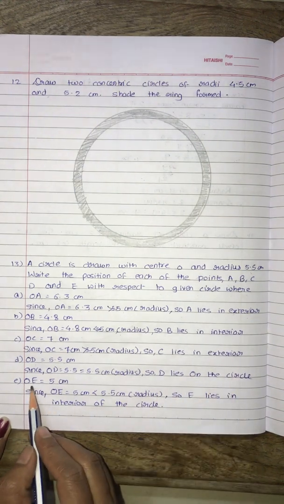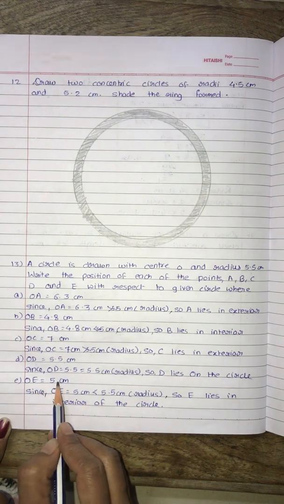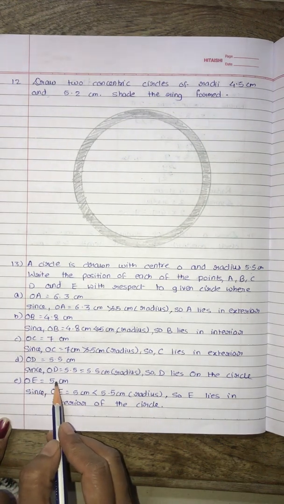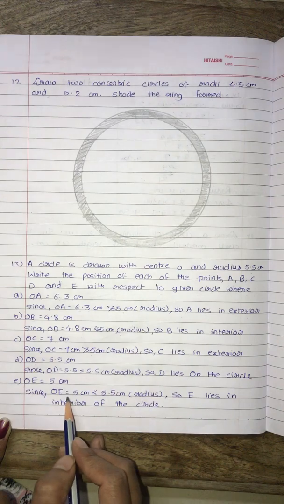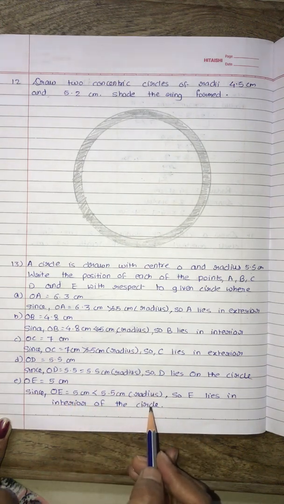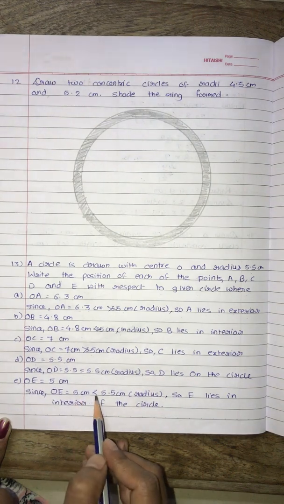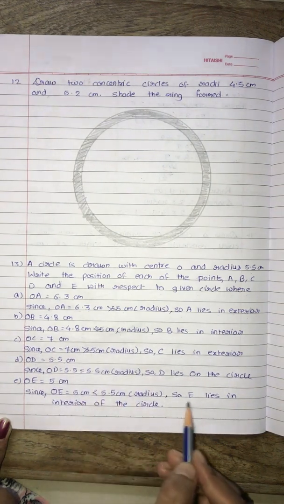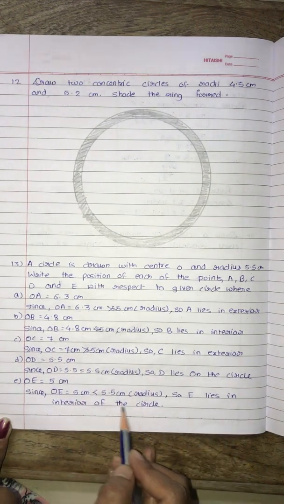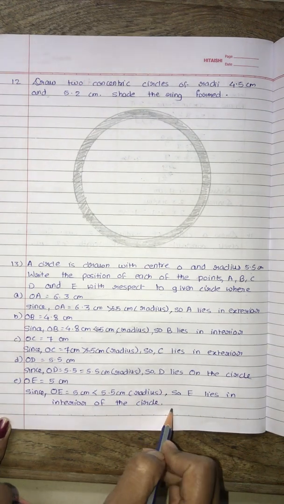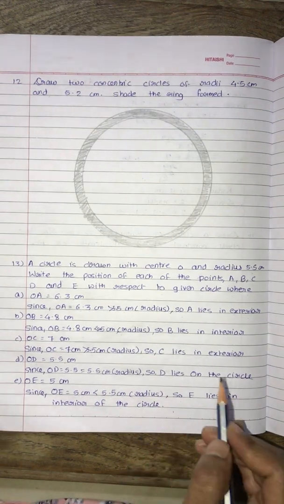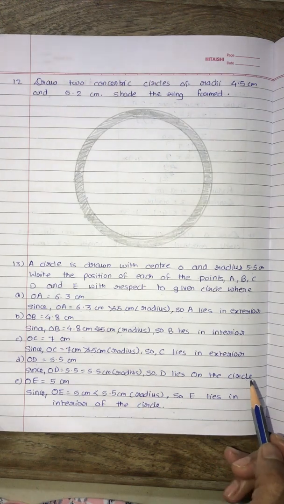Now the next and last point is E. We have OE equal to 5 centimeter, which is less than the radius. That means it will lie inside the circle. Hence we have written OE is equal to 5 centimeter, which is less than the radius. So E lies in the interior of the circle. Okay beta, in this way we have completed this particular exercise 76.